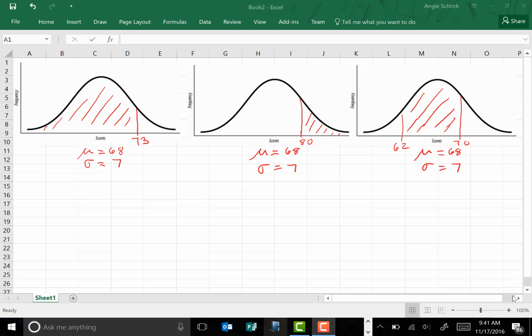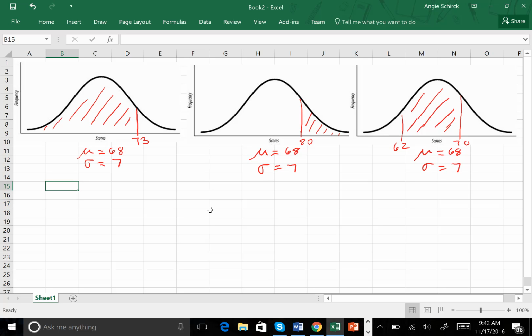And then finally, I want to find the area between 62 and 70 for test scores with a mean of 68 and a standard deviation of 7. So the first thing we need to know is that Excel always gives us the area to the left when we use its normal distribution function.